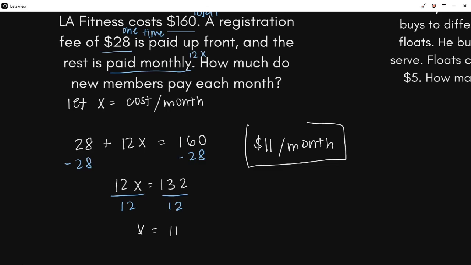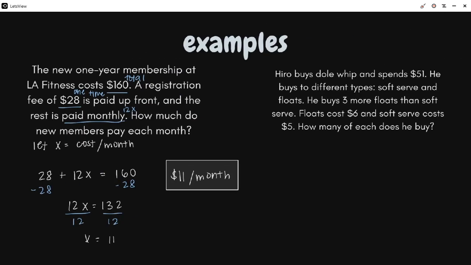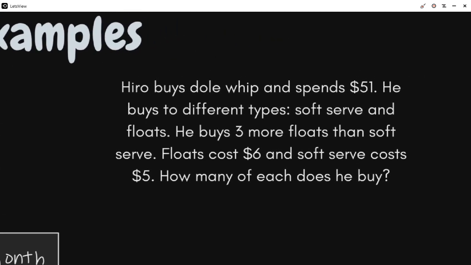Sorry, that little line kind of bothers me. Okay, there we go. So there's the first one. And then the next one we have, or I guess that was the third one.